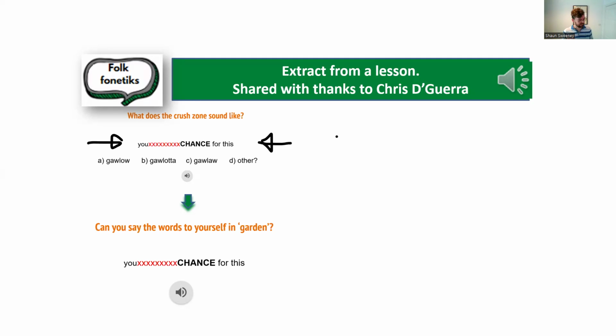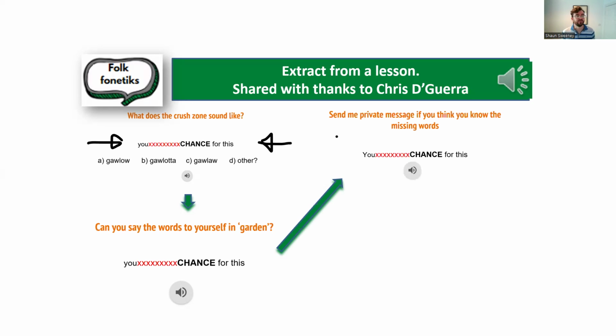You think it sounds like this? I think it sounds like that. Okay, no, I thought it was B. Well, I've got something else that I wrote down. What's he saying? And can you say the words to yourself in garden? Meaning, what are the actual words? And it's got a lot of. Got a lot of golo on the video.